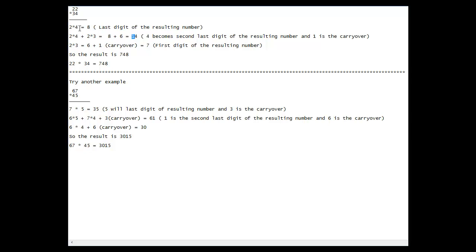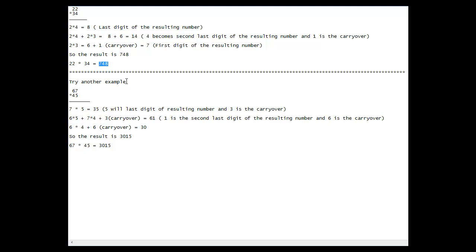So the next step would be to multiply the first digits of the two numbers. In this case it is 2 and 3. So it becomes 2 multiplied by 3, which is 6, plus 1 as the carryover, which is 7. So the 7 now becomes the first digit of the resulting number. So the result is 7, 4, 8. So 22 multiplied by 34 is equal to 748.